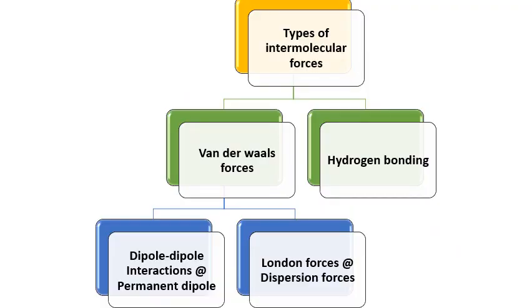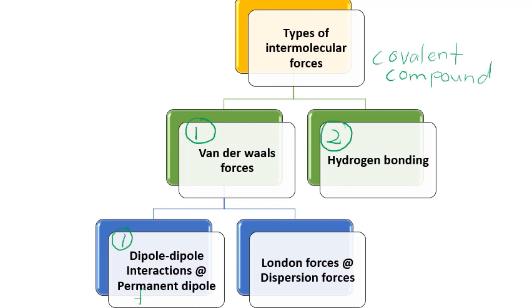Okay, so basically, we want to focus here on the types of intermolecular force in this chapter, which focuses on covalent compounds. There are two types of intermolecular force for covalent compounds. First one is van der Waals, and second is the hydrogen bond. However, van der Waals force can be divided into two types again. One is dipole-dipole interaction, or another name, permanent dipole. The word permanent means that it is fixed. Another type of van der Waals force is called London forces or dispersion force.